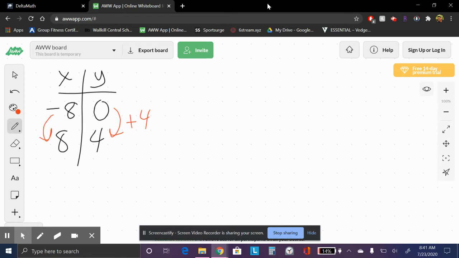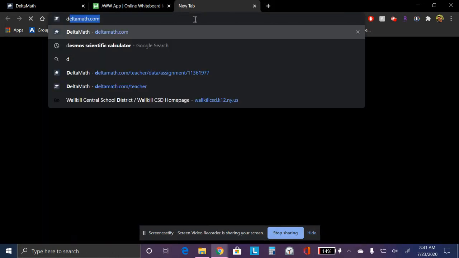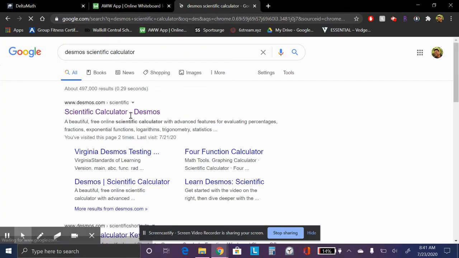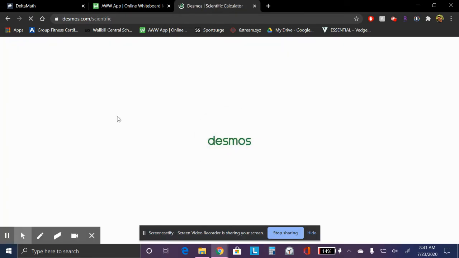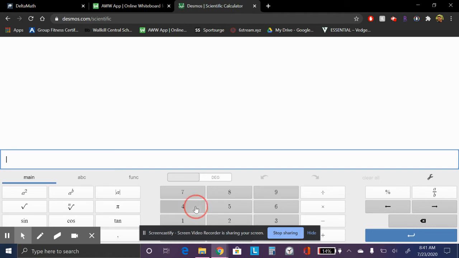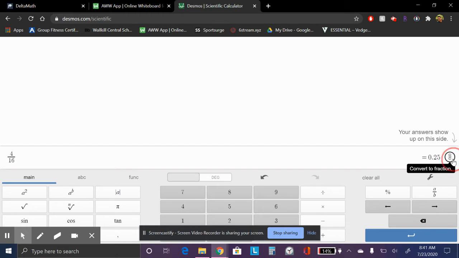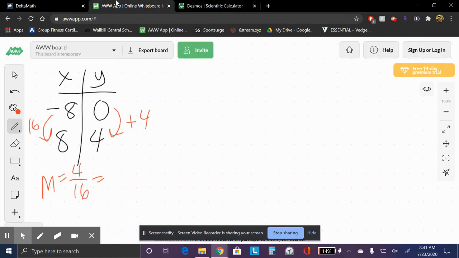Okay, let me see. So this is going up 16. So my slope is 4 over 16. Now again, we have our Desmos scientific calculator, and we can reduce fractions with that. 4 fraction button 16, and just click on this, and we get 1/4. Ooh, not a bad fraction. Not a bad fraction at all.